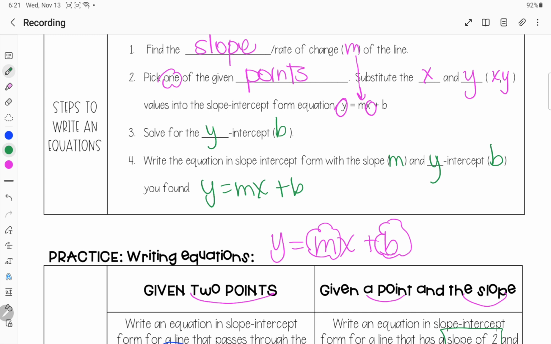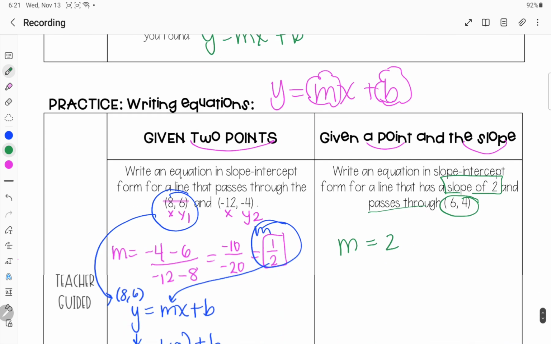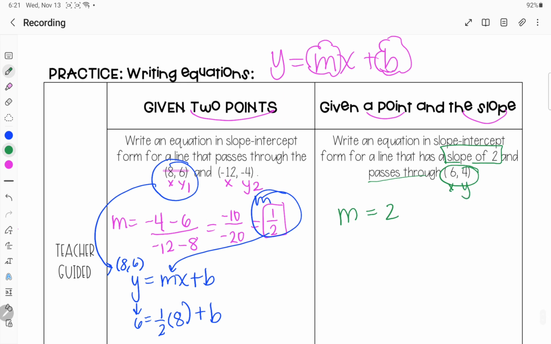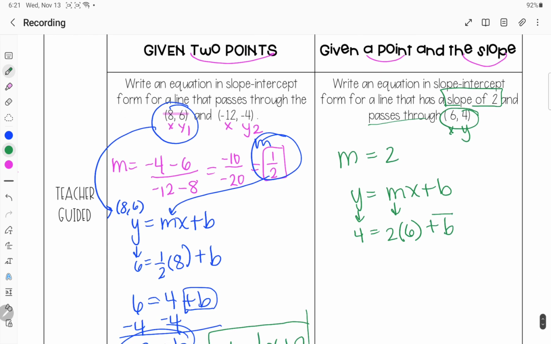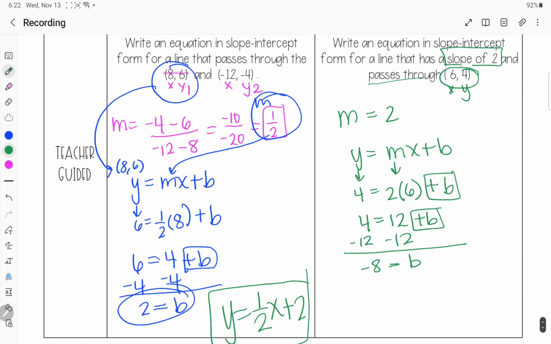So now all I have to do is plug one of the points. Well, they only gave us 1 point. So we're going to plug it into our y equals mx plus b formula. Again, x, y. So I'm going to take y equals mx plus b, and I'm going to replace y with 4. My m was my slope that they already gave me, which was 2, times my x value, which was 6, plus b. So then I solve. I need to get this alone. So right now I have 4 equals 2 times 6, which is 12, plus b. I subtract 12 from both sides. And now I have my b.